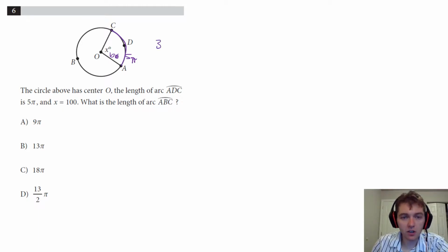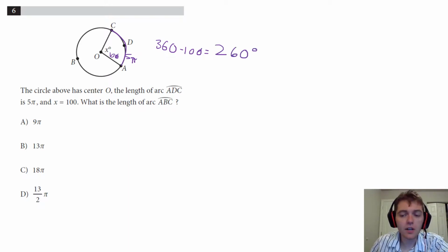The circle is 360 total. So you have 360 minus 100 degrees, means that the remaining arc of the circle for that ABC that you're looking for is 260 degrees. The second thing to recognize here is that arc length is proportional to the angle of that arc. So, as you go up and have a larger arc, the arc length increases proportionally, which means you can set up a ratio between your x degrees and this ADC, and your remaining 260 degrees and your ABC.